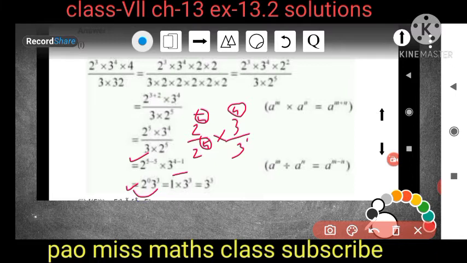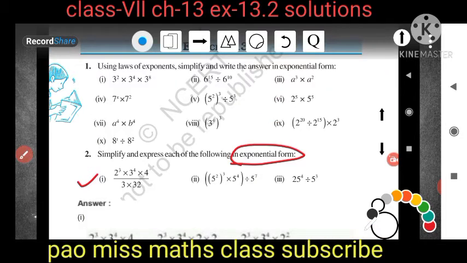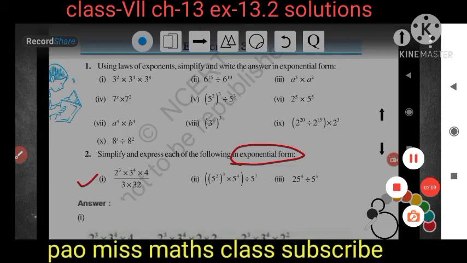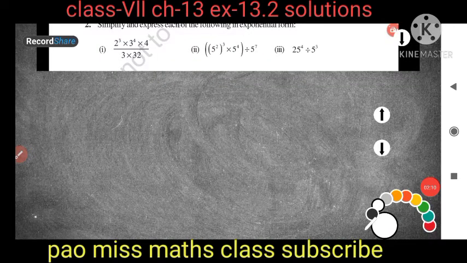Now what do we know? We know any number whose power is 0, the value will be 1, isn't it? So 2 to the power 0 is equal to 1, and multiply with 3 to the power 3. So we have to write the answer in exponential form. So what is the answer? The answer is 3 to the power 3 for this question. Okay, now come back to the next question. So next question you can see, the second question.